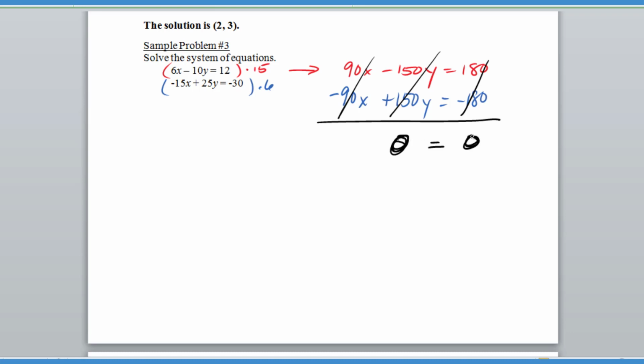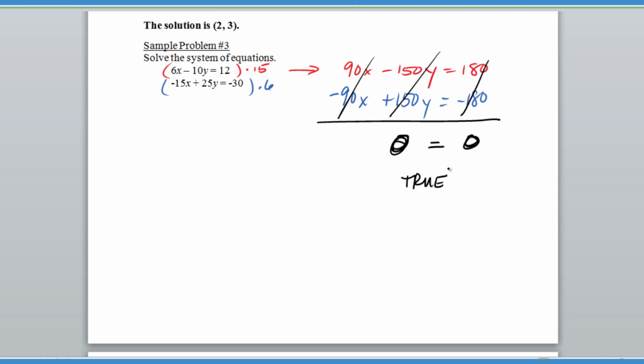Now this creates a unique circumstance. I no longer have an x value or a y value to substitute back in. I've eliminated all of my values, and so I need to look at that a little closer. Since this is a true statement, what we're basically saying is that these equations are exactly the same.